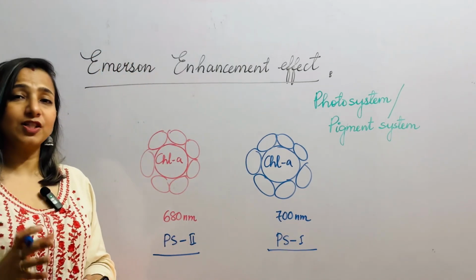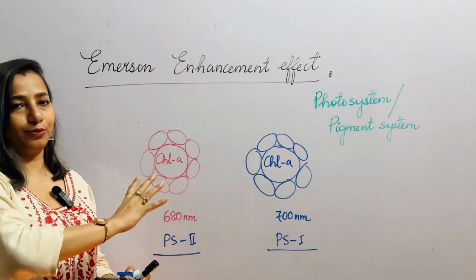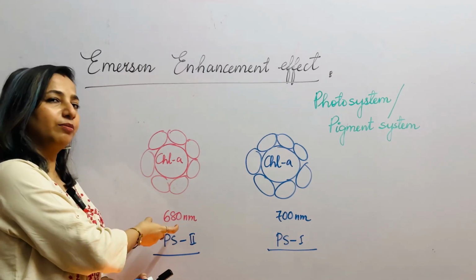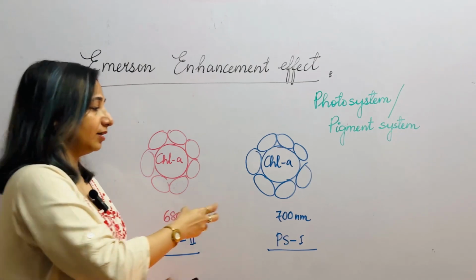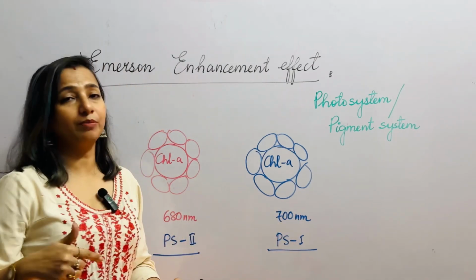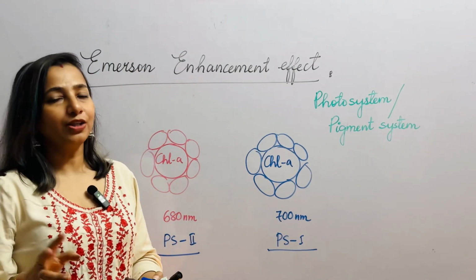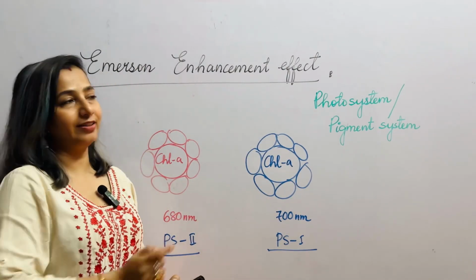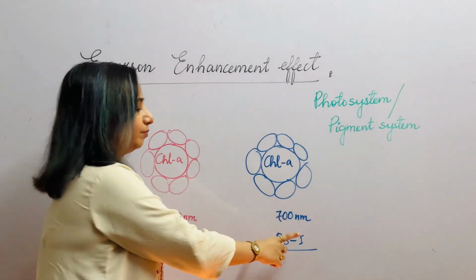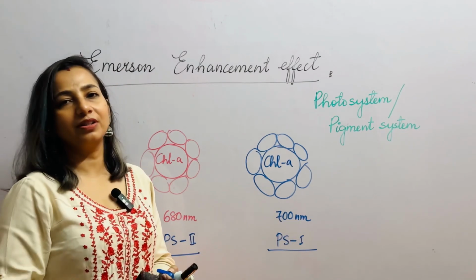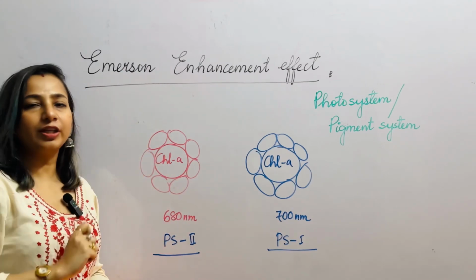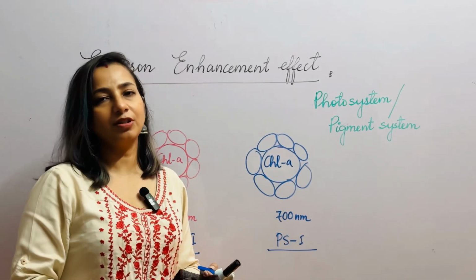Now you might ask me why the names are altered. This is the shorter wavelength, so maybe it should have been given the name PS1, and this is 700 nanometer, so it should have been given the name PS2. No, actually what happens is this pigment system was discovered earlier than this one, so they proposed the name PS1 for this, and later on they did not change it. Clear?